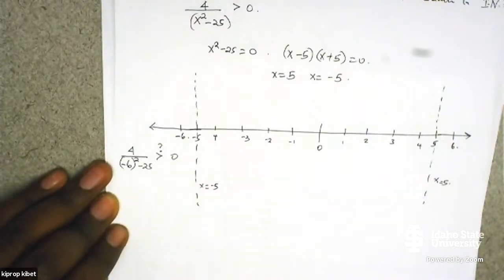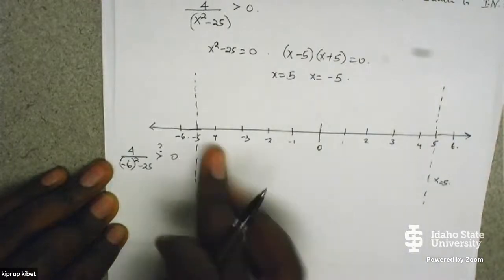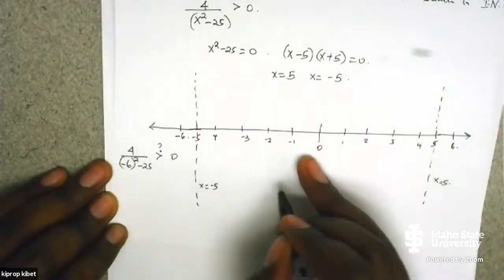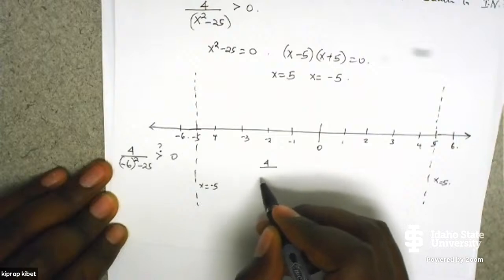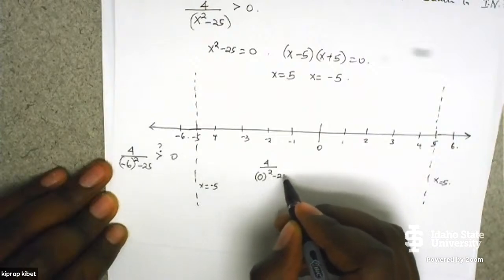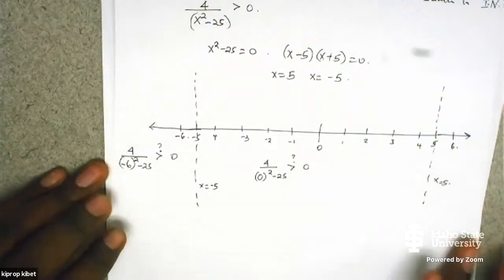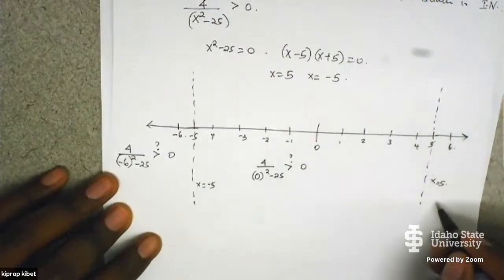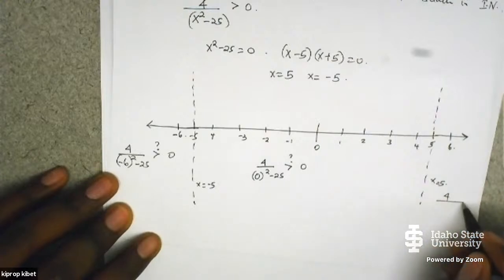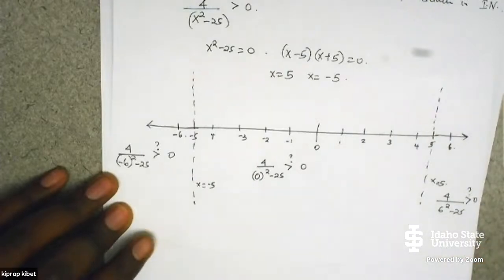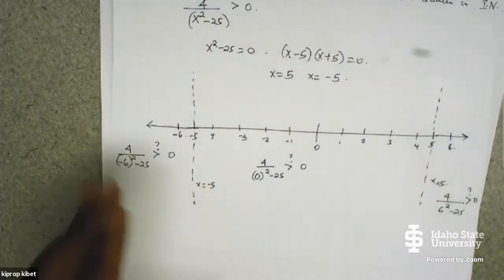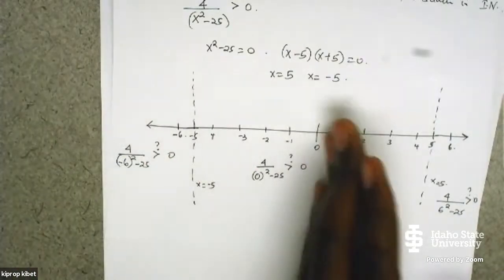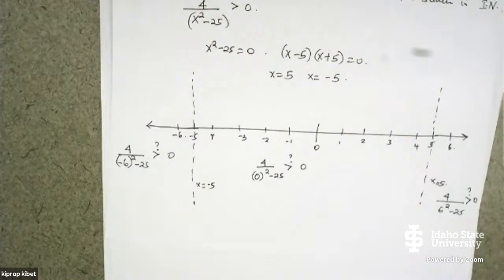Is that one greater than 0? We can take any value within this region, which we can take the value of 0 to be x. So it's 4 all over 0 squared minus 25. Is this one greater than 0? And then we also take another value here, 6. So we can take 4 all over 6 squared minus 25. Is it greater than 0? Are we together? So you need to check whether within each region, it is greater than 0.